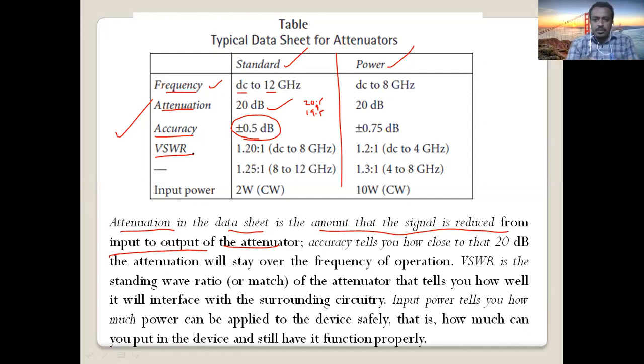That parameter is called voltage standing wave ratio, as we have discussed in chapter one. So for this specification, you have to know how much VSWR, or you can read it with a VSWR meter. It's 1.2, which is a relatively good voltage standing wave ratio.